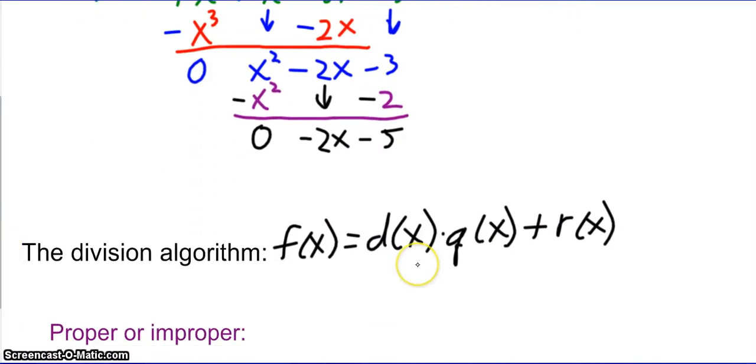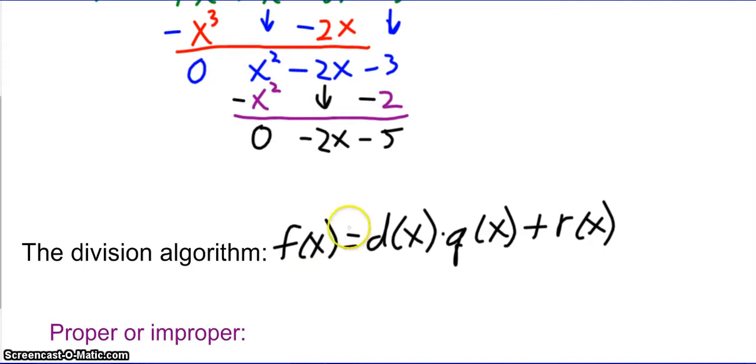And d of x is our divisor. So in this case, that was the x squared plus 2. F of x was the function that we were dividing, or the dividend. So that was our x cubed plus x squared minus 3.